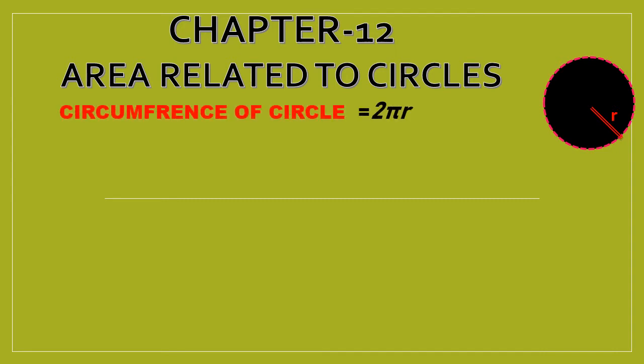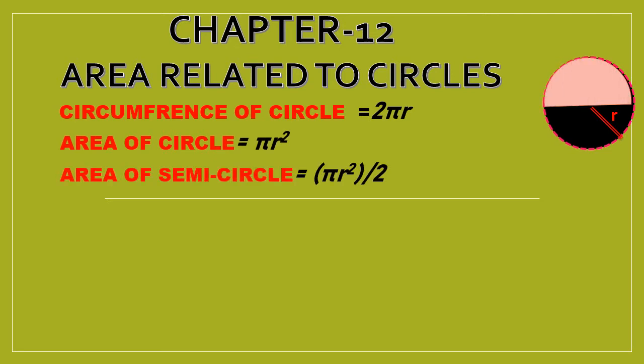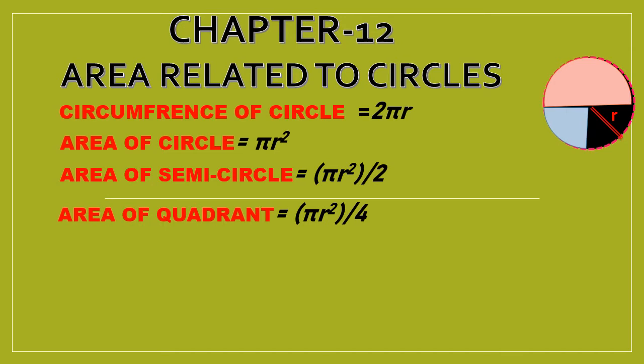So very first one is for finding circumference of circle, which is equals to 2 pi r. Second is area of circle is equals to pi r square. Third, area of semicircle, means half of the circle, that is pi r square divided by 2. Area of quadrant, that is 1/4 part of a circle, means pi r square divided by 4.